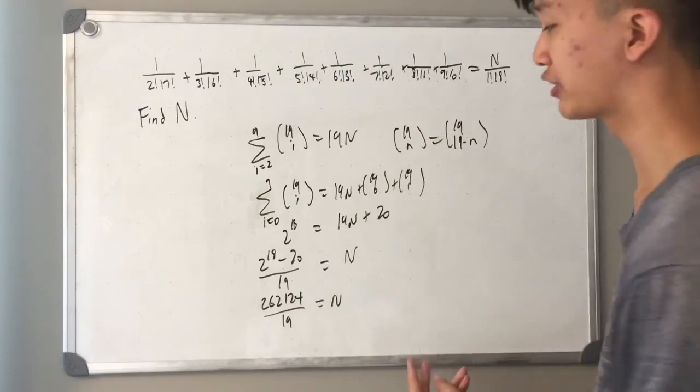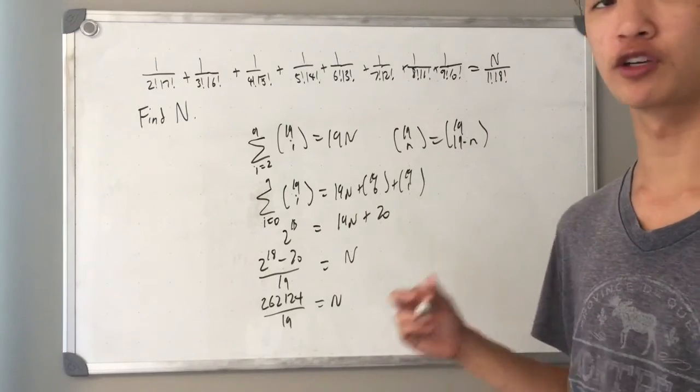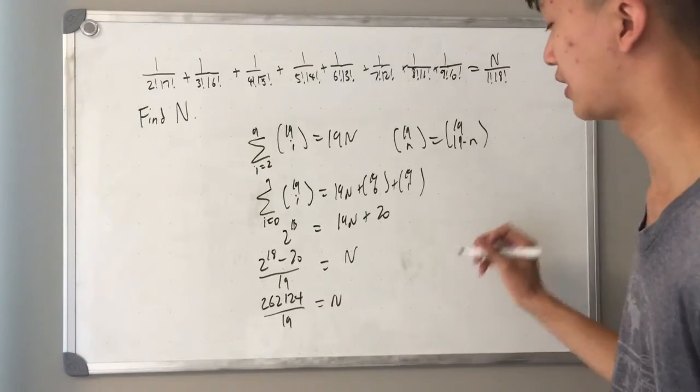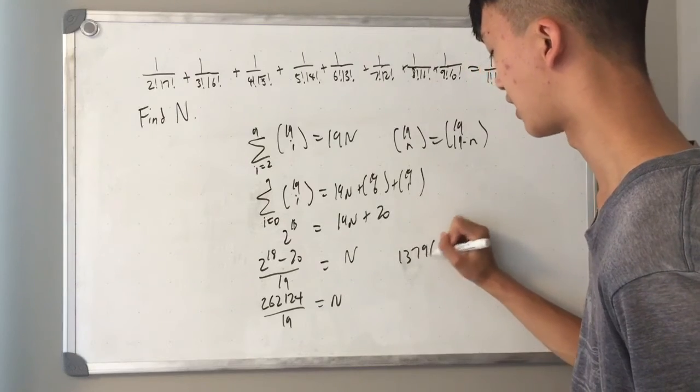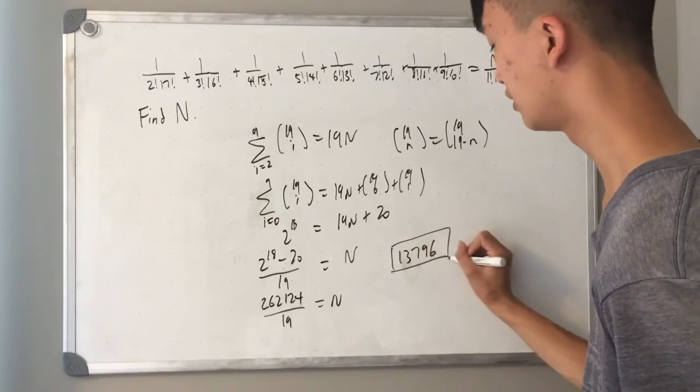Now, as it turns out, this value is actually an integer, and you can solve for it using long division, but I'm just going to save time and tell you that the answer is 13,796, and that is our answer, and we are done.